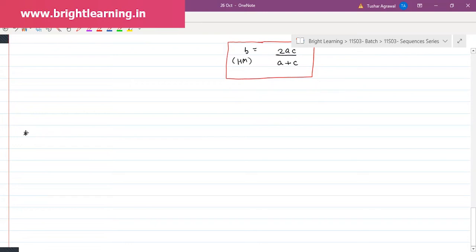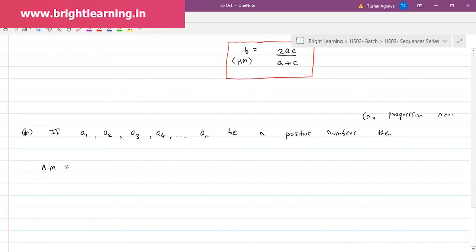One generalized result. This result I will give you without proof. It's just a standard formula that if A1, A2, A3, A4, so on up to An are n positive numbers, then the arithmetic mean is equal to... When I'm saying no progression needed, it can be any n positive numbers. All of them should be positive.